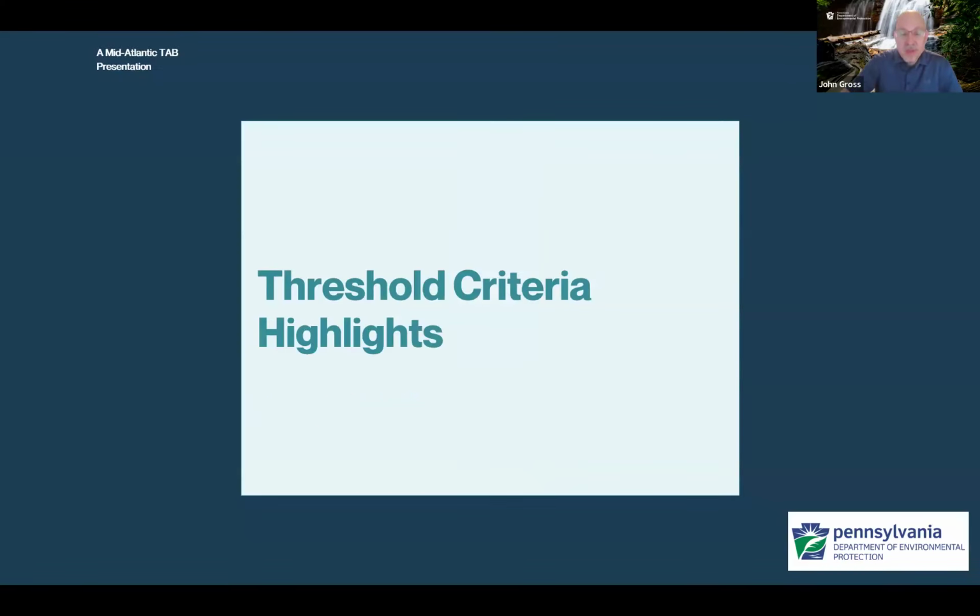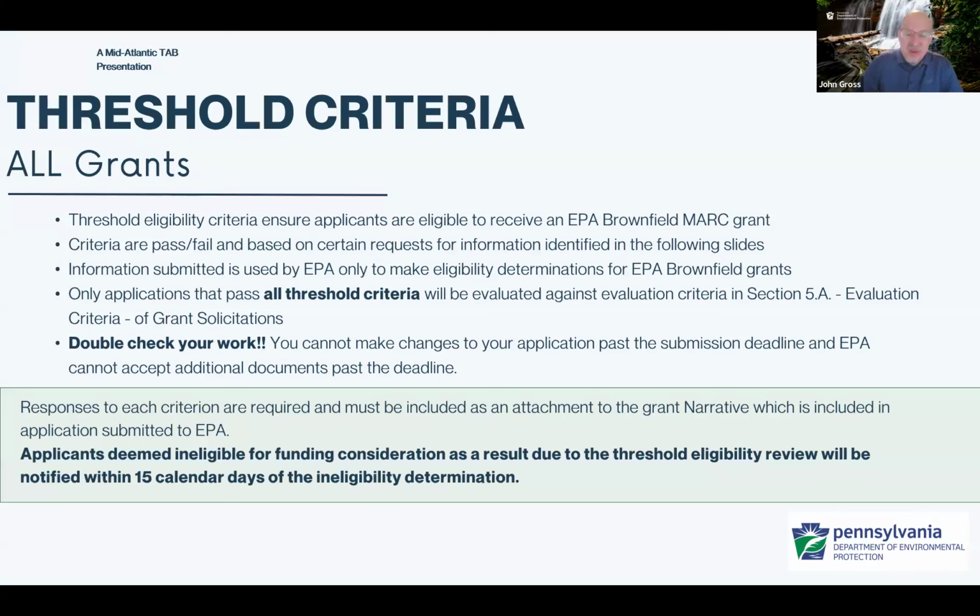And we'll talk a little bit about the threshold criteria. This is kind of the gatekeeper: pass, fail, and there's no partial credit. You either do it or you don't do it. So let's move on to the details of the threshold stuff. This is where your discipline in writing really matters.